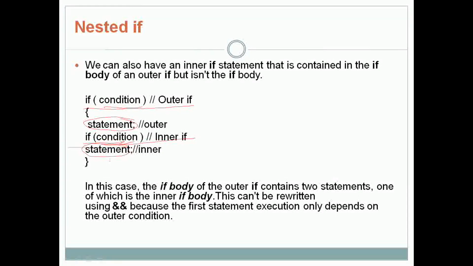So if you see this particular syntax, in this case, the if body of the outer if contains two statements. We can say this is one statement and the if itself is another statement. But this cannot be written using AND because it contains two statements. If the condition is true, it executes some statements and then evaluates another condition. So this cannot be replaced with the AND operator.